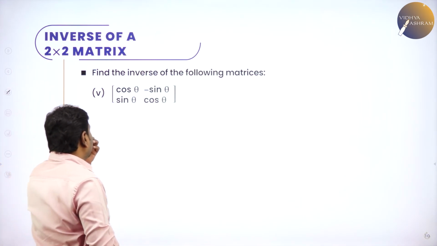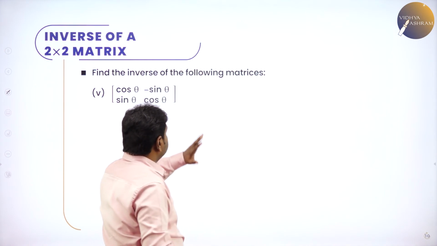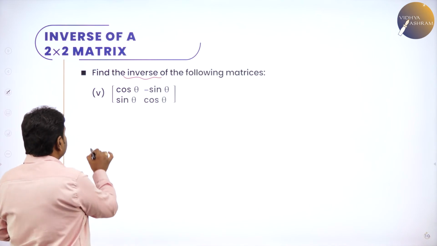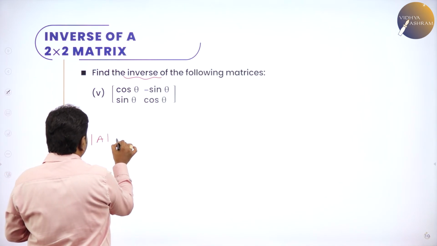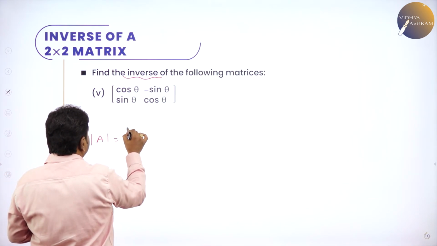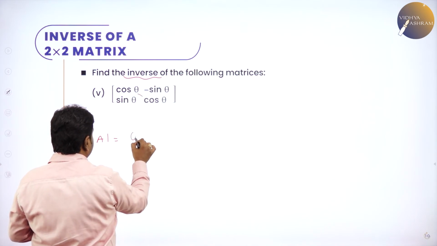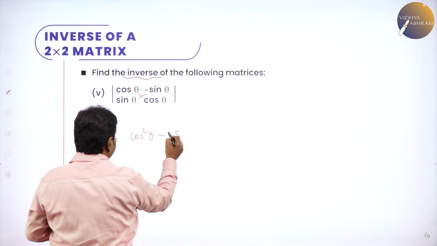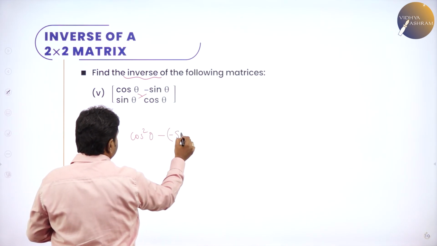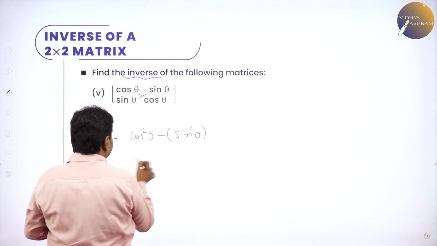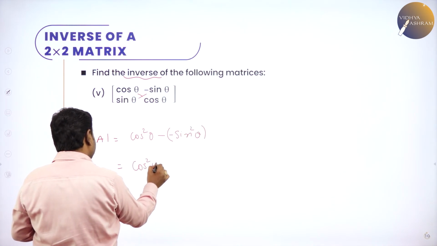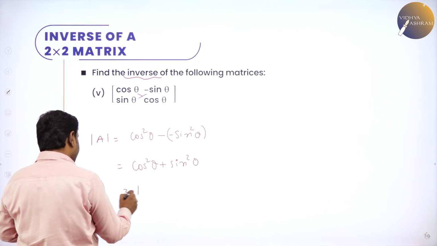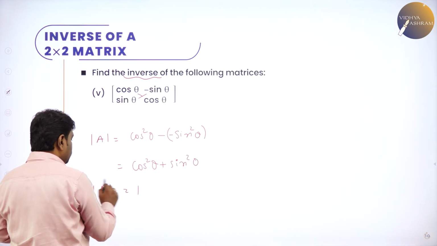Now, a new problem here. Cos theta, minus sin theta, sin theta, cos theta. They want you to find what? Inverse. First find determinant A. Determinant A means cos theta into cos theta, that is cos square theta, minus sin theta into sin theta, minus into minus, plus, so minus minus sin square theta. Simplify this, it will become cos square theta plus sin square theta. All of you know cos square theta plus sin square theta is 1. So determinant A you got 1.